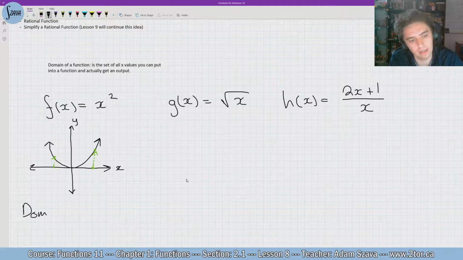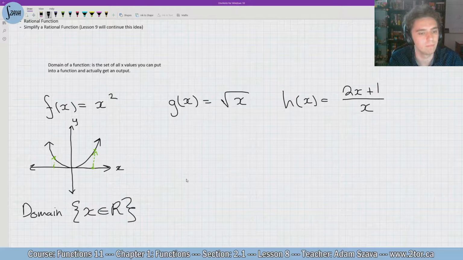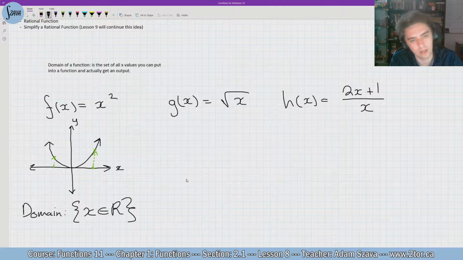So the domain is x is an element of all real numbers. And that's it. x can be any number. So that's the domain of our function. Those are all the x values that we can possibly put into the function. Okay, that's the first example.